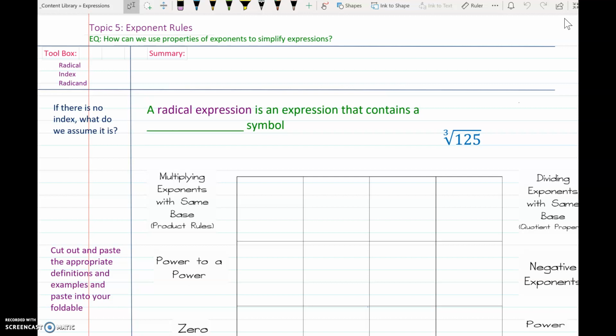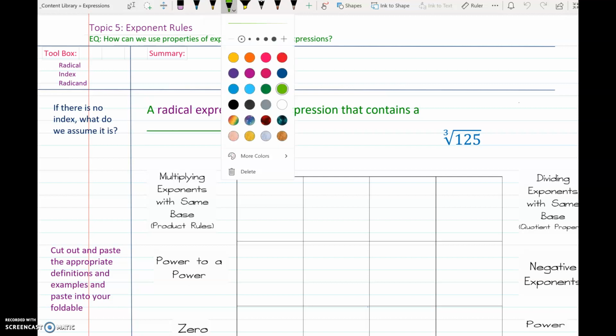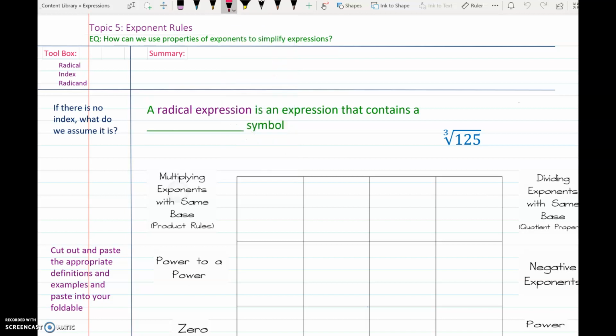So we start off with a radical expression. A radical expression is just an expression that contains a radical symbol. The radical symbol is just that root symbol. So the crazy bar thing, that's the radical symbol.